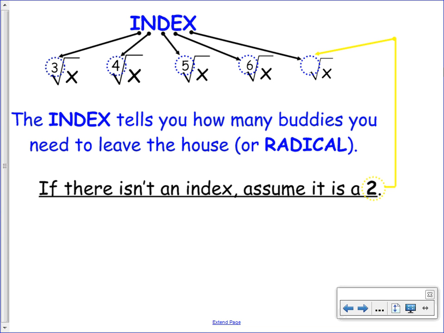So remember, for square roots, you had to have partners. You had to have 2 come out at the same time. Well, if it's a cube root, it has to be 3 at the same time, fourth root 4 at the same time, and so on. Okay. So something to think about.